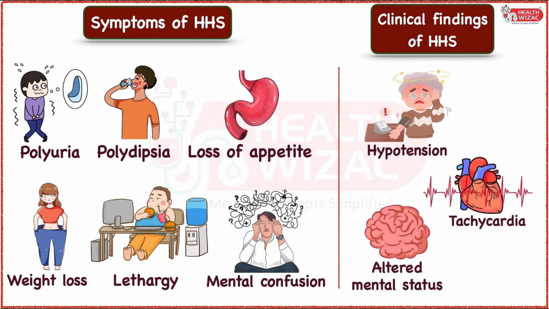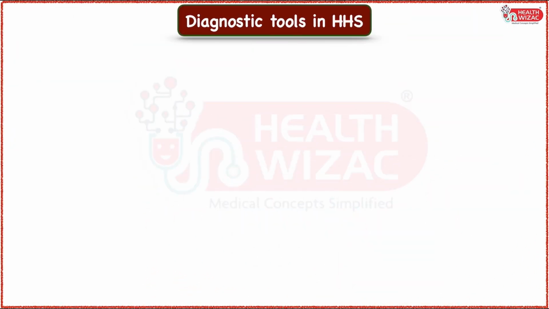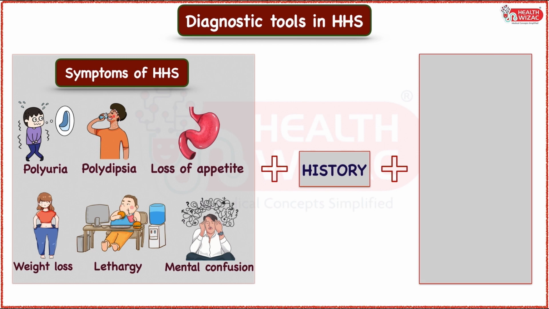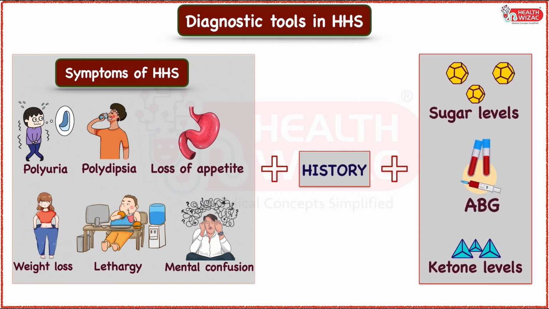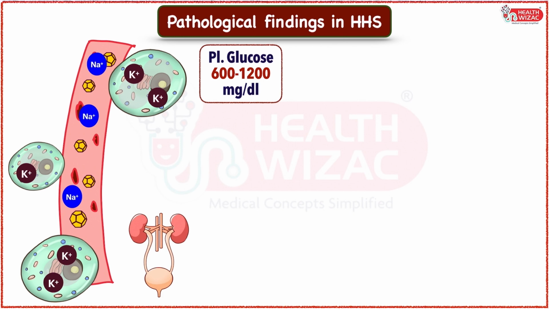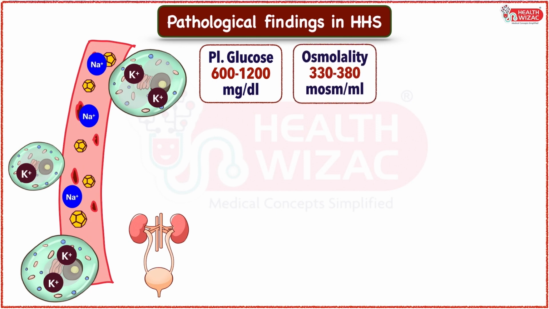Now, let's have a look at the diagnostic tools used in the HHS. Along with the symptoms and history, diagnosis can be primarily made through sugar levels, ABG, and ketone levels in blood and urine. The first and foremost finding may be hyperglycemia, which is present in the range of 600 to 1200 mg per deciliter. Due to this hyperglycemic state, osmolality increases and may be detected in the range of 330 to 380 milliosmol.